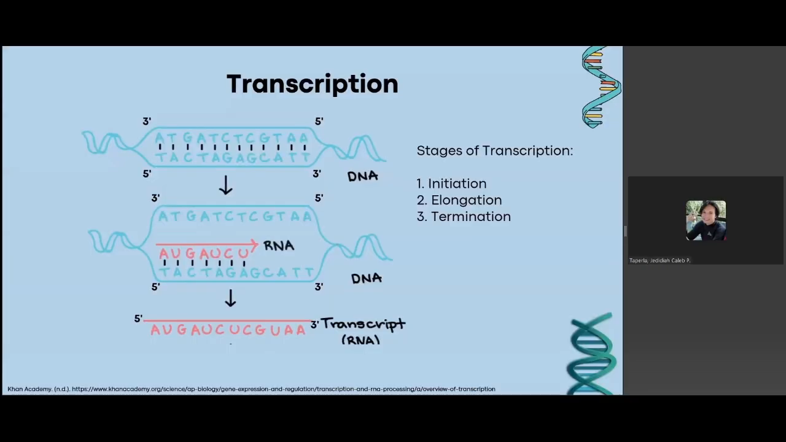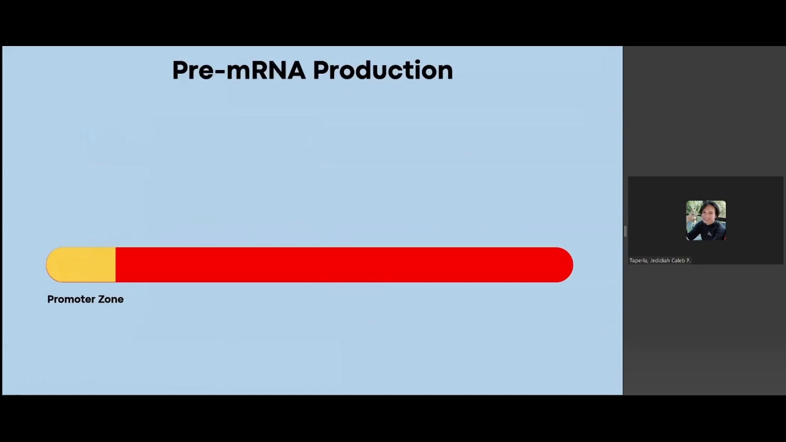Now, why don't we take a closer look at transcription, which is the process of synthesizing RNA from DNA. Transcription consists of three stages, which are the initiation step, the elongation step, and the termination step. So first, for the initiation step, next slide please.